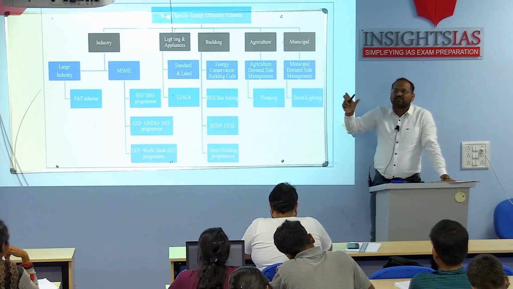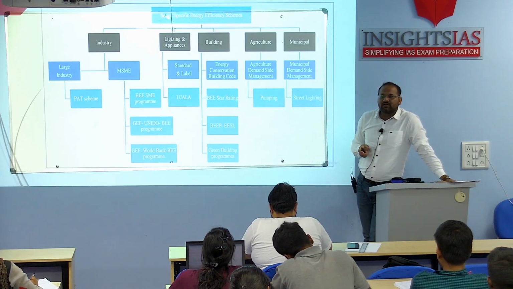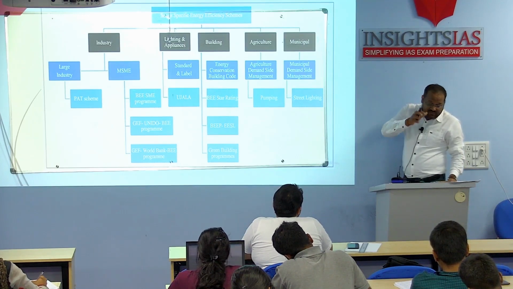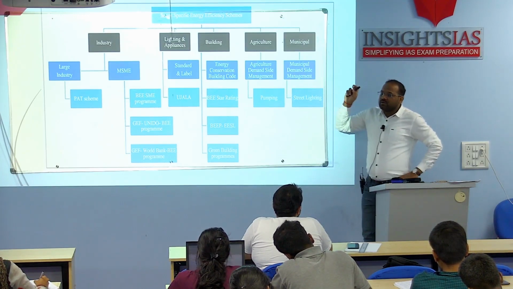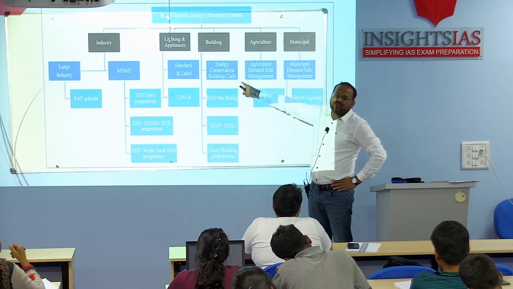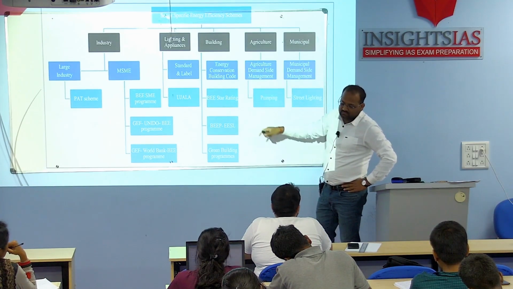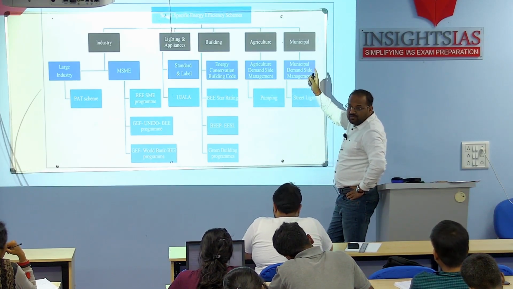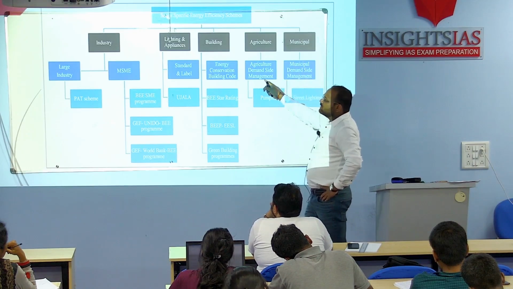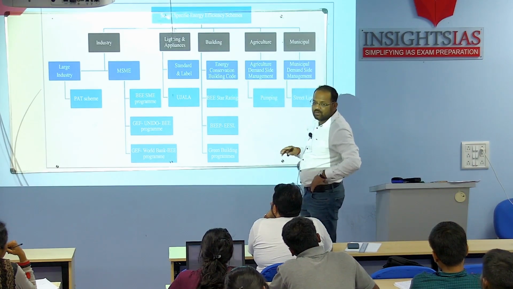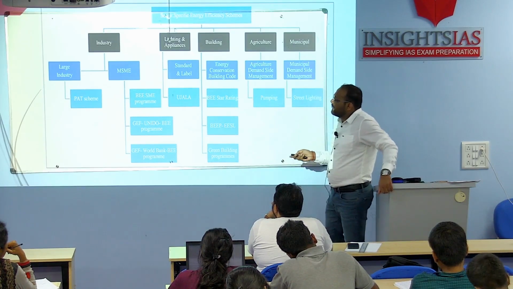And which is the body looking after this energy conservation? BEE, Bureau of Energy Efficiency. Okay. So you will mention one act, you will mention one regulator, then you will mention the steps taken. Making sense? Then when you mention sector specific steps, you will categorize 2-3 things and mention just one scheme. You will not mug up and reproduce everything.